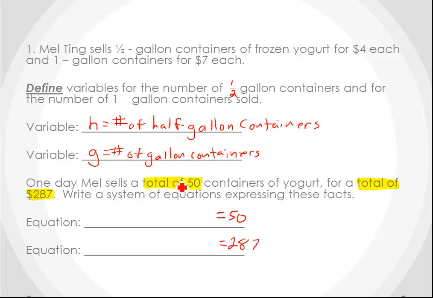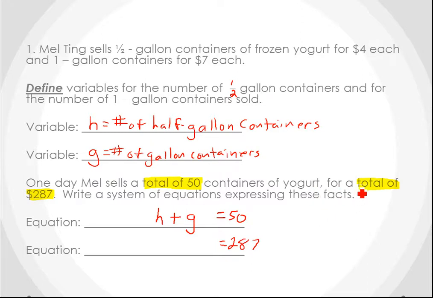So let's look up here. This is 50, and then it says containers of yogurt. Well, we already know that if we add H and G, the number of half gallons I sell plus the number of gallons that I sell, it will equal 50. Now we know that, so we can have our equation. Now here we want to look at this.